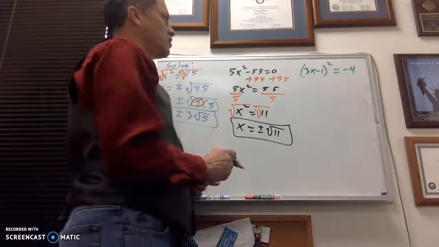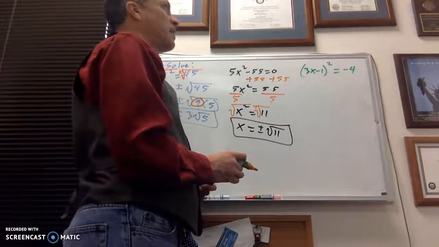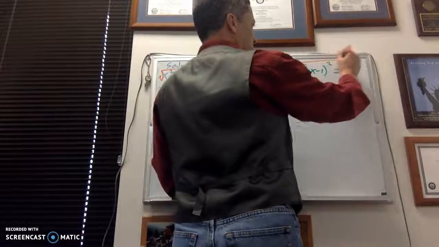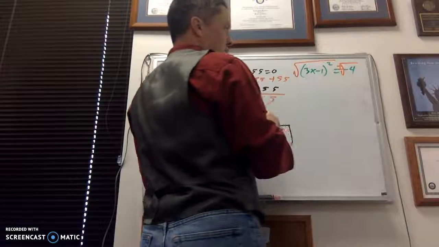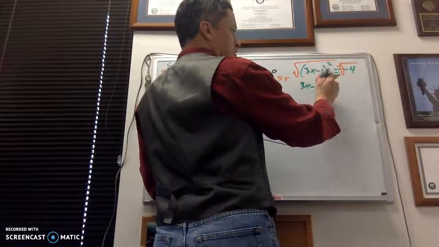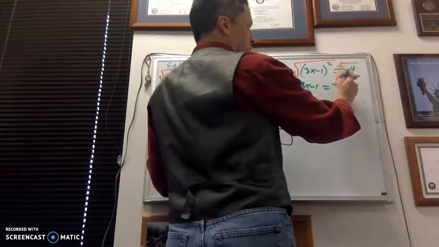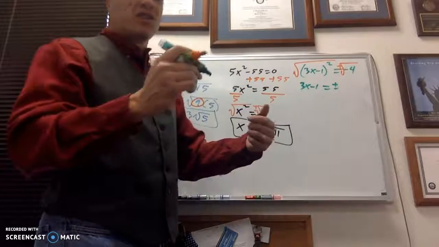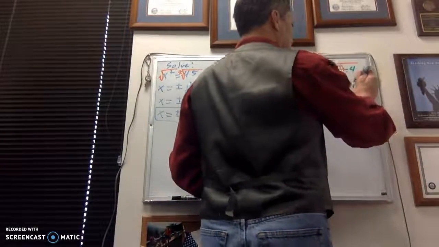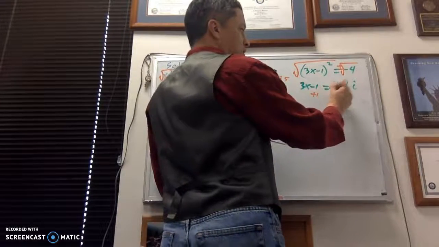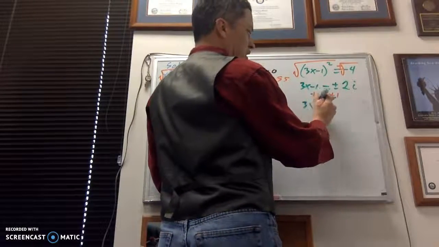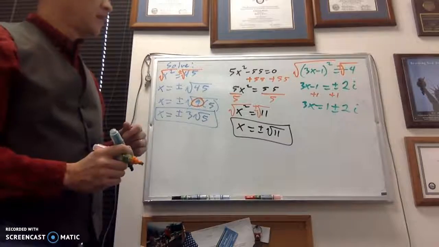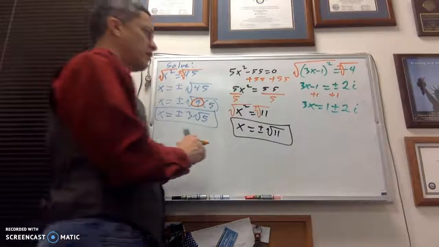We'll solve the quantity 3x minus 1 squared equals negative 4. So we want to square root both sides of the equal sign. Don't forget that plus or minus on the right. So we've got 3x minus 1 equaling plus or minus the square root of negative 4, which is 2i. So now we'll add a 1 to both sides. So we're looking at 3x equals 1 plus or minus 2i. And then we will divide by 3.